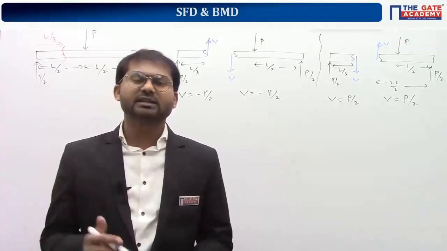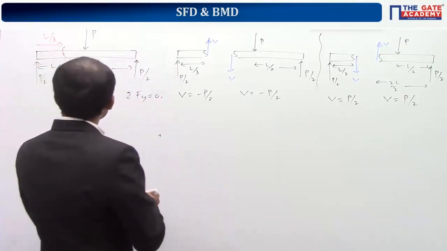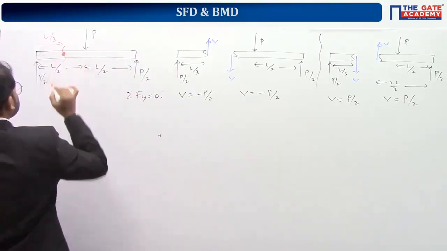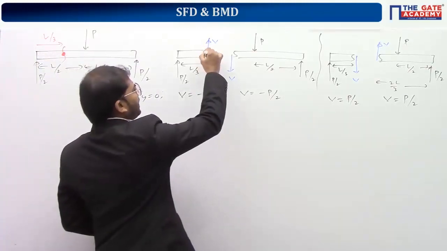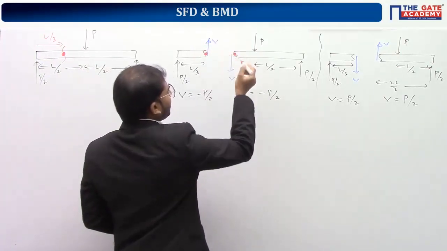First of all, let's get the value of bending moment as well. In bending moment also, I am interested in finding the bending moment at this location, that is x is equal to L by 3 from the left side. So this is the point where I should get the value of bending moment, on the left side of the cut, and this is the point on the right side of the cut.